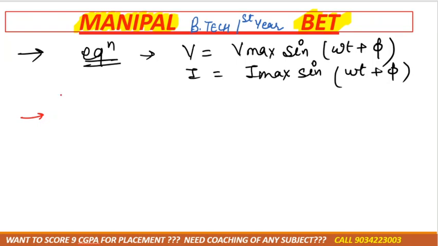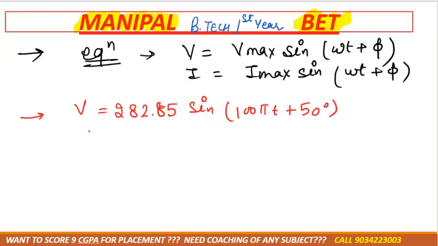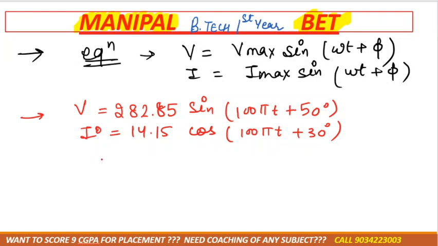Like suppose there is one question from your paper only. I'm taking this 2021 midterm paper. They have given voltage is 282.85 sine of 100 pi t plus 50 degree. Okay, and they have given the current equation is 14.15 cos of 100 pi t plus 30 degree. Now see, they are asking which elements need to be used.